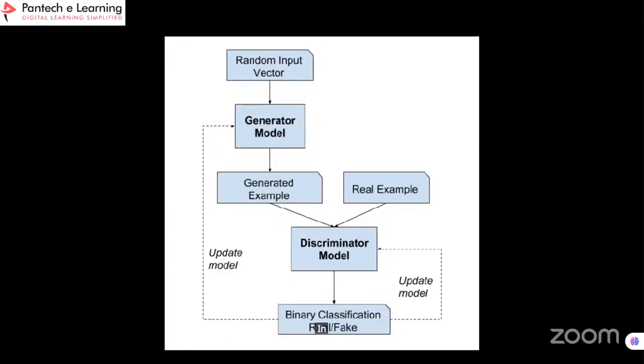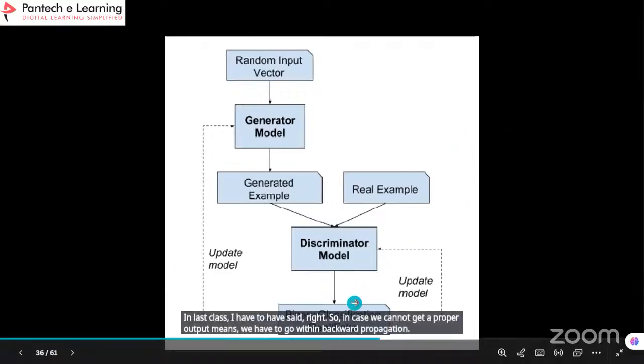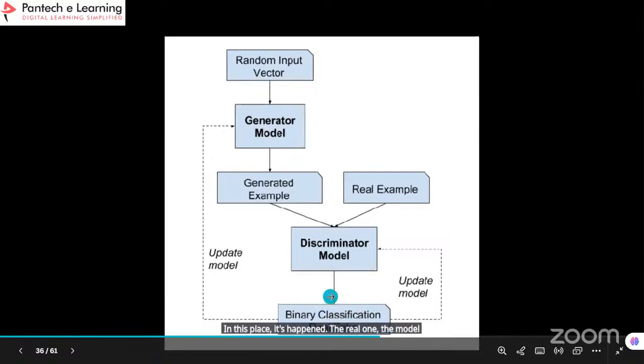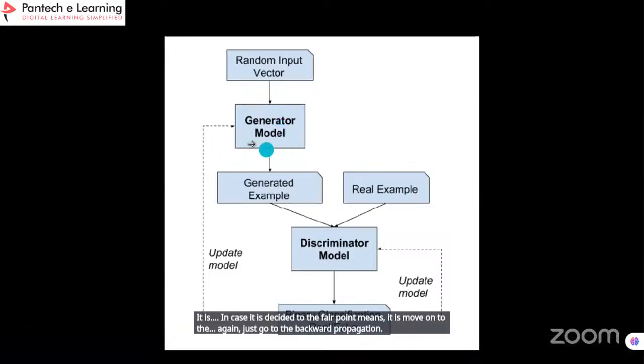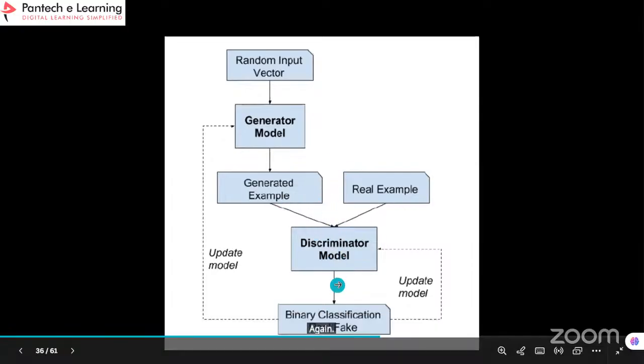I mentioned this in the last class, right? In case we cannot get a proper output, we have to go with backward propagation. This is where it happens. If the image or data is a real one, there is no problem. In case it is decided to be a fake one, it goes to backward propagation, again to the generator model. The generator model will add additional features to the particular image, and again it comes to the discriminator for checking. Okay, so this is the way the GAN model works.